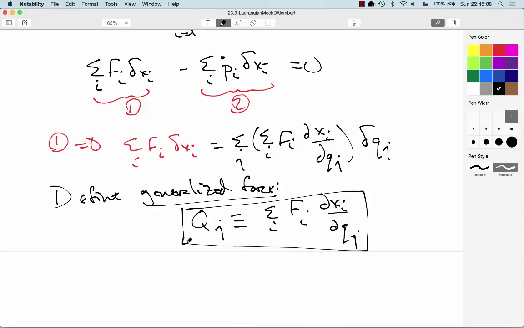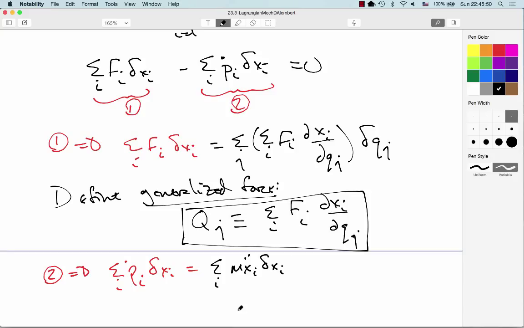All right, so with that, let's go and take a look at the second term and see what we can dig out from that. So we've got a sum over i of pi dot partial displacement xi. So what's that going to be? Well, pi is just m xi dot, right? It's just one particle, so I can just write m xi double dot with our virtual displacement delta xi.